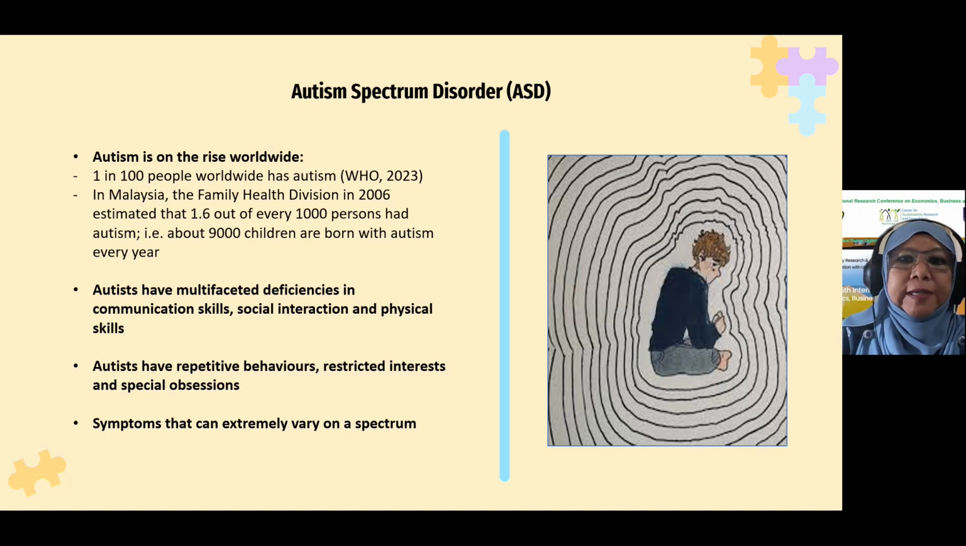And autistic people have multifaceted deficiencies. They are deficient in communication skills, social interaction, and also physical skills. We can also see that autistic people have repetitive behaviors, restricted interests, and also special obsessions. And their symptoms can extremely vary on a spectrum.